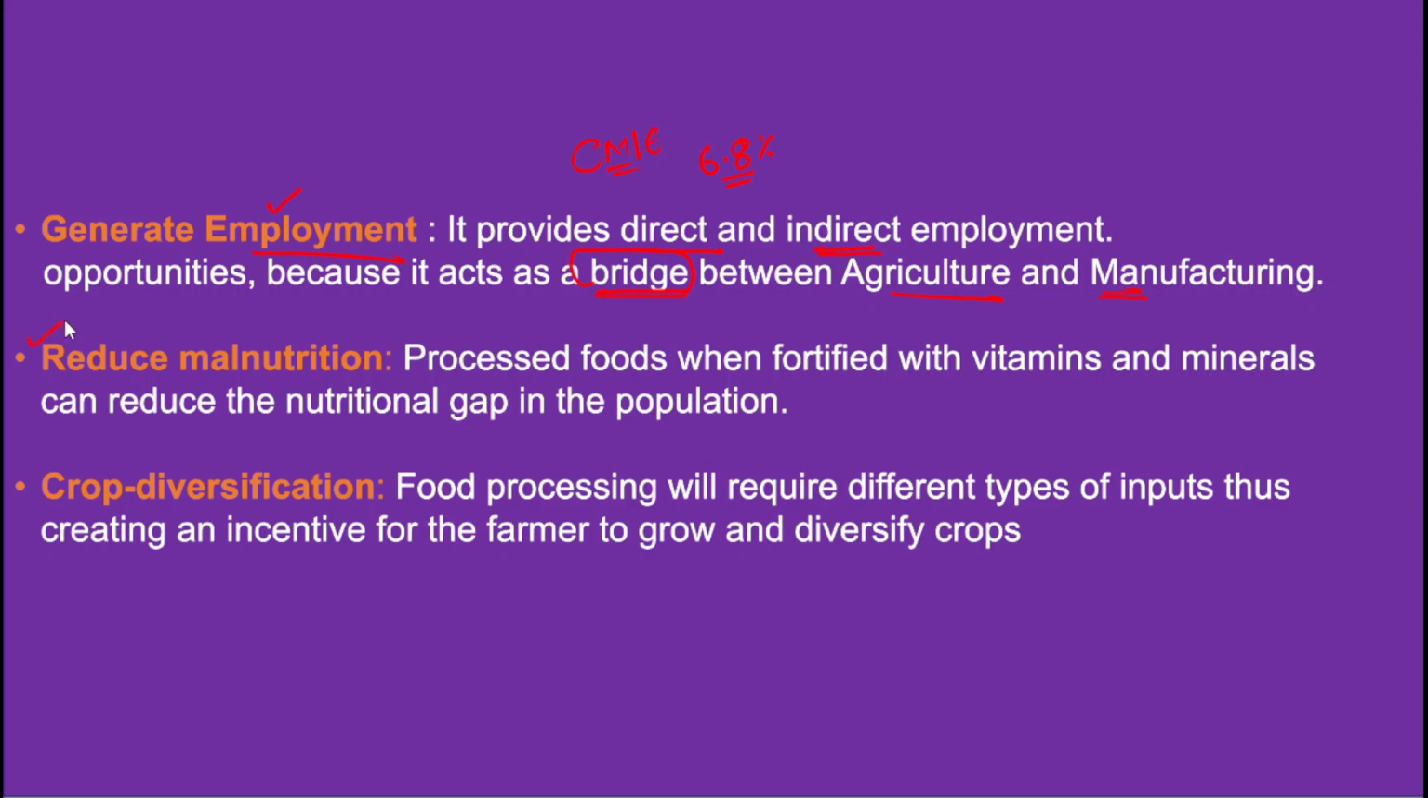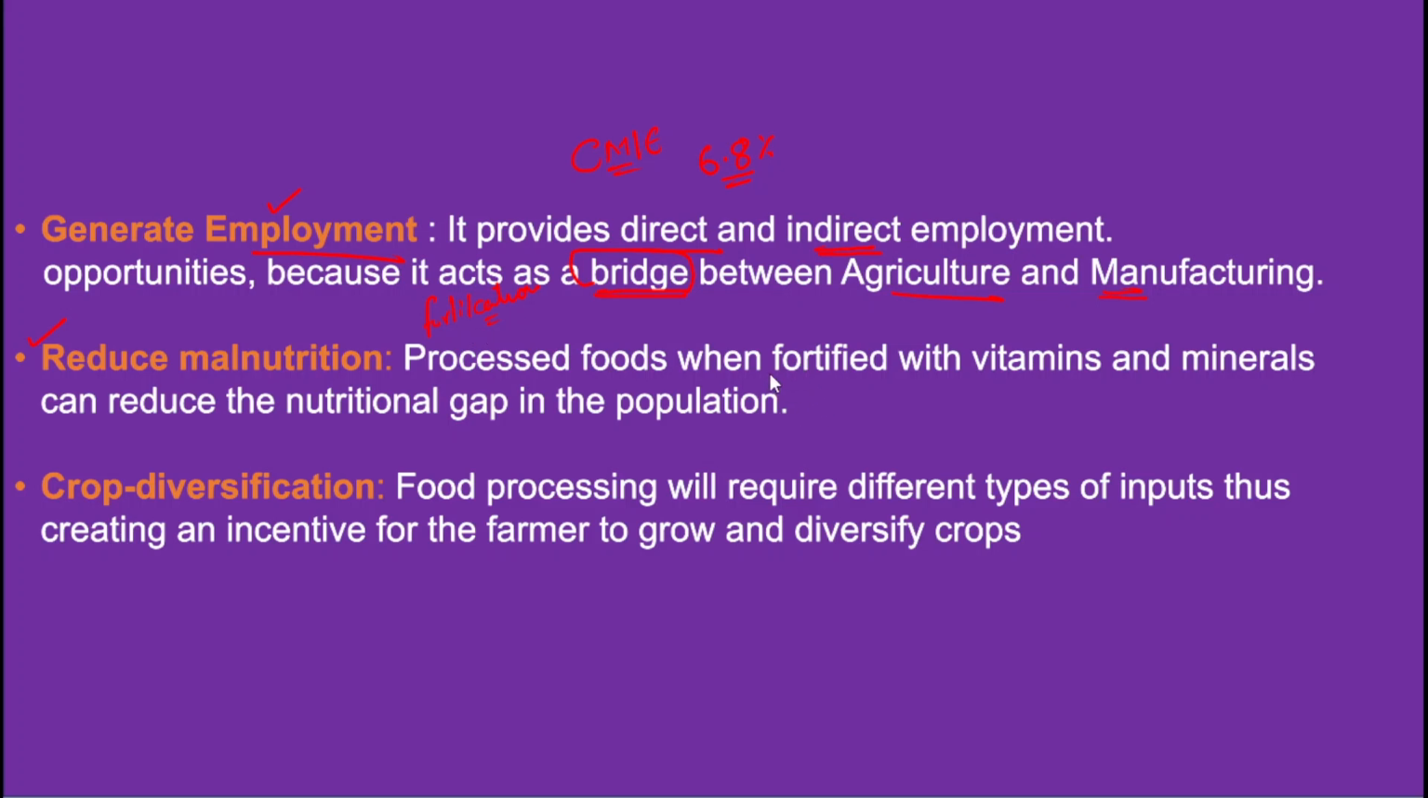So after that, we need to talk about malnutrition, hunger, stunting, and wasting. These are some of the most crucial problems that we are still not able to address. However, fortification of food through the food processing industry will help us reduce malnutrition.